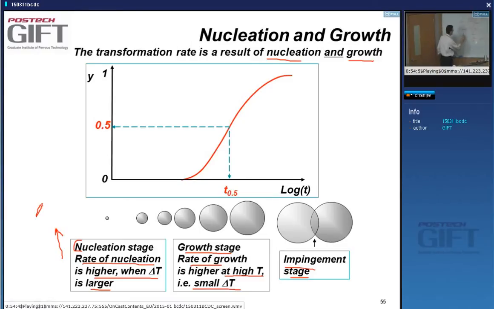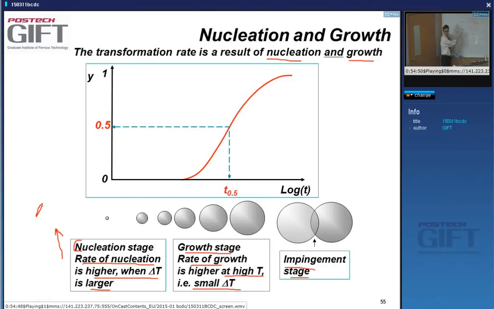And the free energy is a function of temperature and composition. If it's a pure substance, it's only a function of temperature. So if this is a temperature axis, by the way, if I do a transformation very close to the transformation temperature, the driving force will be small. At this temperature, the driving force is zero, because they're equally stable. The driving force is basically the difference between the free energies.